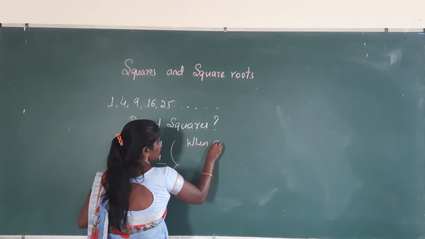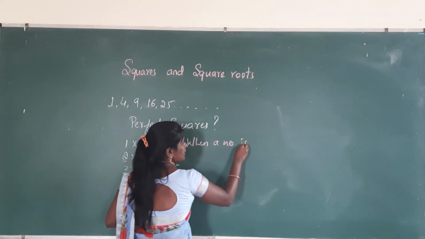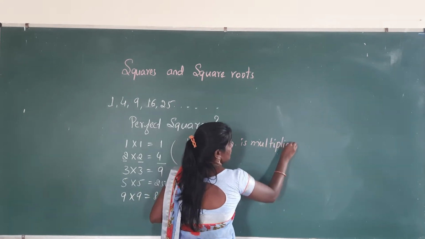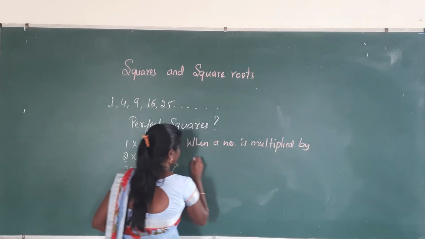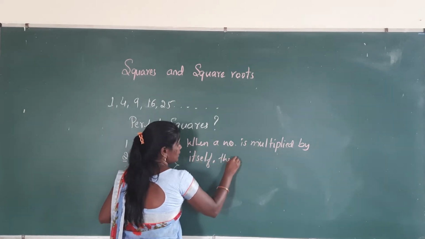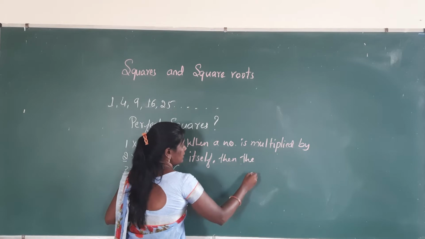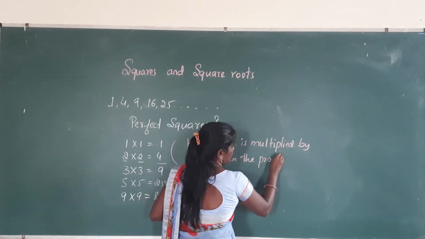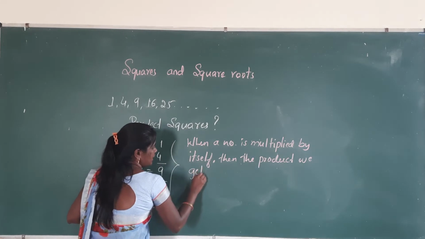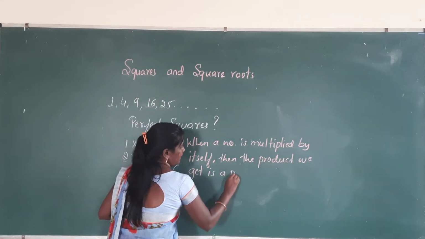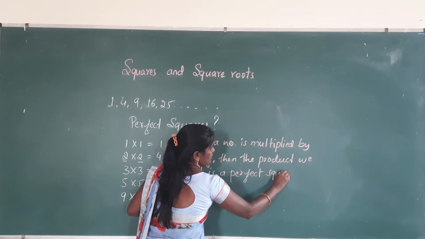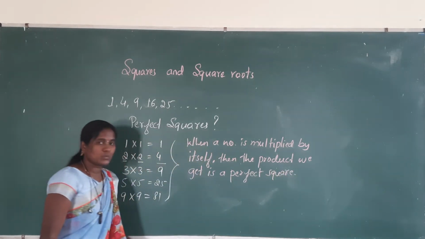When a number is multiplied by itself, then the product we get is a perfect square. Yes, it is called a perfect square.